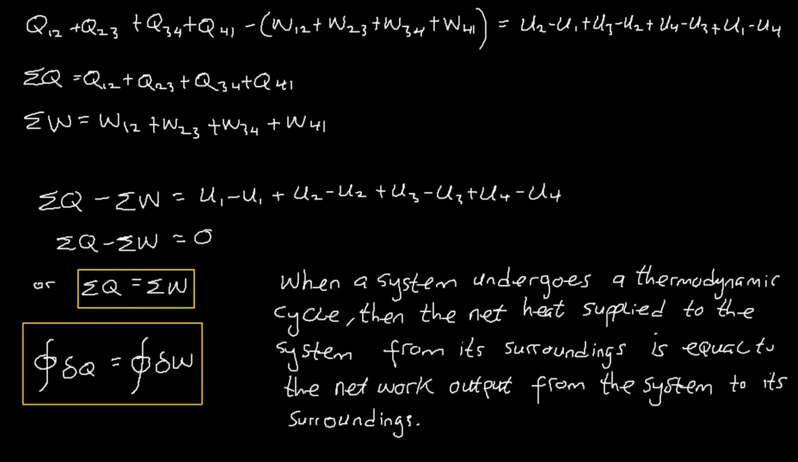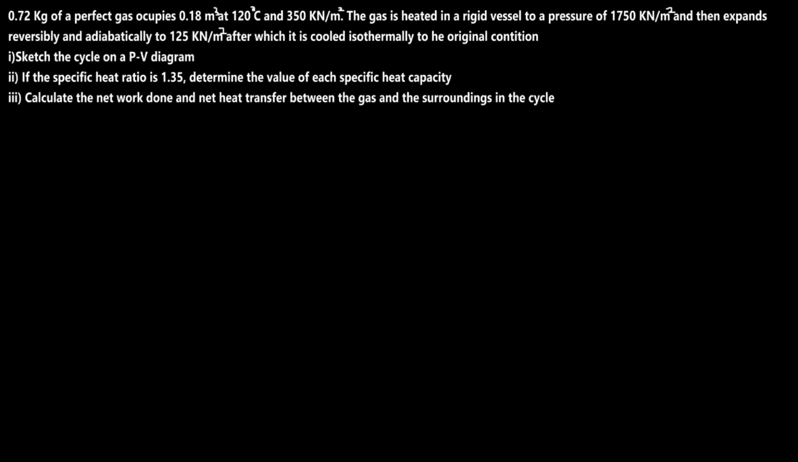So let's solve a few problems that require us to use the first law of thermodynamics. 0.72 kg of a perfect gas occupies 0.18 meters cubed at 120 degrees Celsius and 350 kilonewtons per meter squared. The gas is heated in a rigid vessel to a pressure of 1,750 kilonewton per meter squared, and then expanded reversibly and adiabatically to 125 kilonewton per meter squared, after which it is cooled isothermally to the original condition.